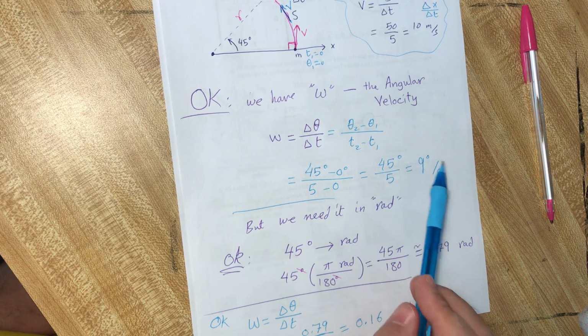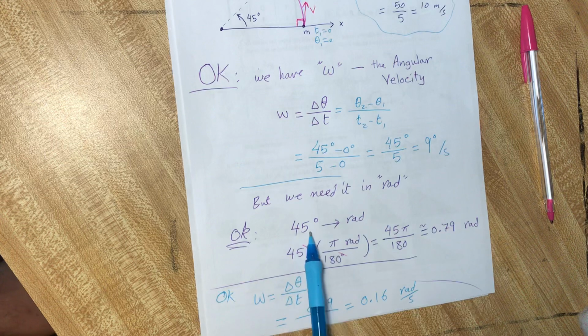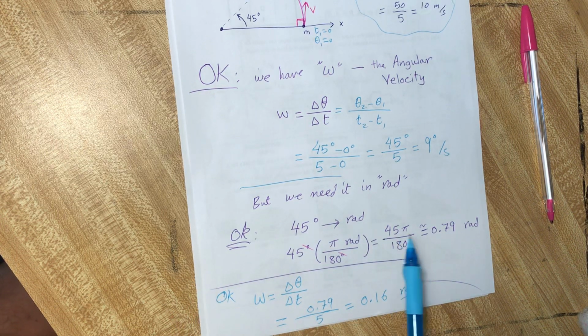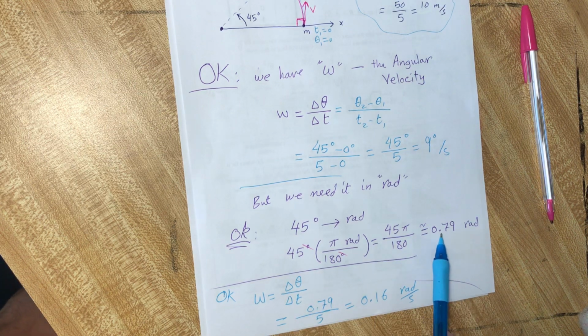9 degrees, not radians. We need that in radians. We need to convert 45 to radians. As we learned before, we just multiply 45 degrees by pi over 180. The degrees will cancel. Then it will be 45 pi over 180. This will be equal to 0.79 radian.